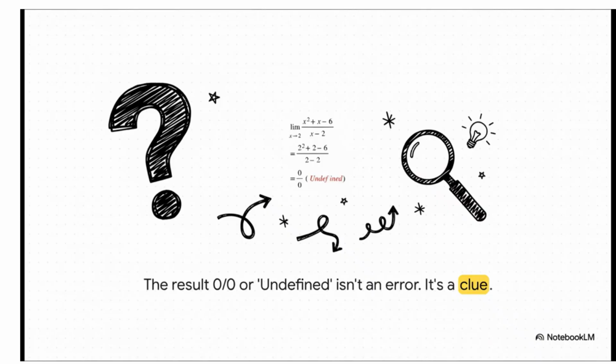And this is usually the culprit. 0 divided by 0, undefined. For years, we're taught that this is just wrong, a total stop sign. But here's the secret. In calculus, this isn't an error message. It's actually a clue, a little hint telling you to look at the problem in a new way.